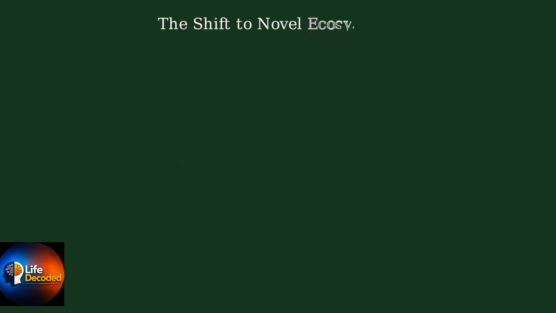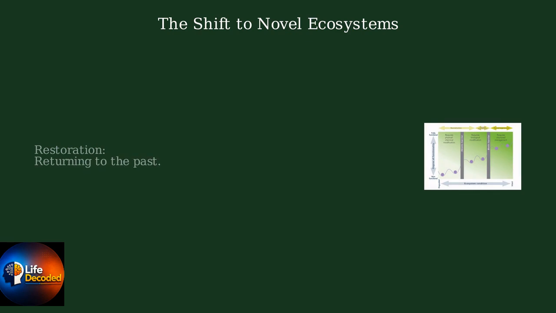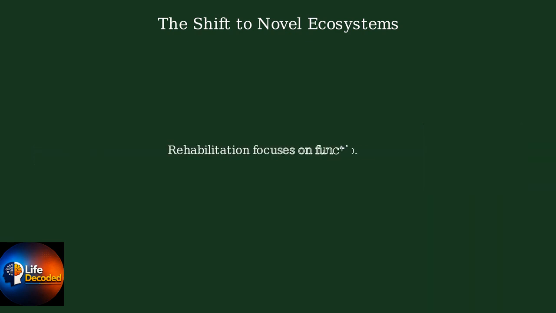Climate change is shifting environmental baselines. Historically, we aimed to restore ecosystems to their original state. We are now pivoting to rehabilitation. We focus on designing ecosystems that are functional for current and future climate conditions, rather than historical templates.